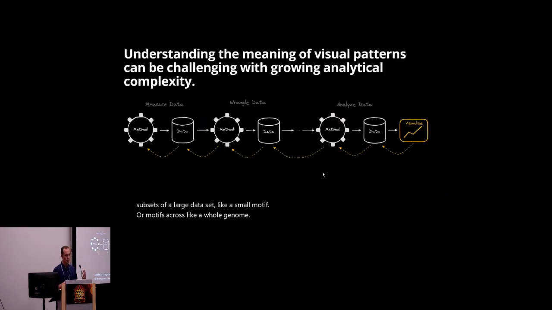And so the analytical complexity here is that understanding the meaning of a visual pattern, what does it really mean when you see a cluster, for instance, in an embedding plot, or some kind of other peak-like pattern in the genome? What does that really mean, right? And that is typically a function of the data that you're plotting, but that data is a function of whatever method you ran, and that method's parameters are typically a function of the input data, and the input data is a function of the previous method, and so on and so forth. And so you have this whole chain that you ideally need to understand to get to an insight.